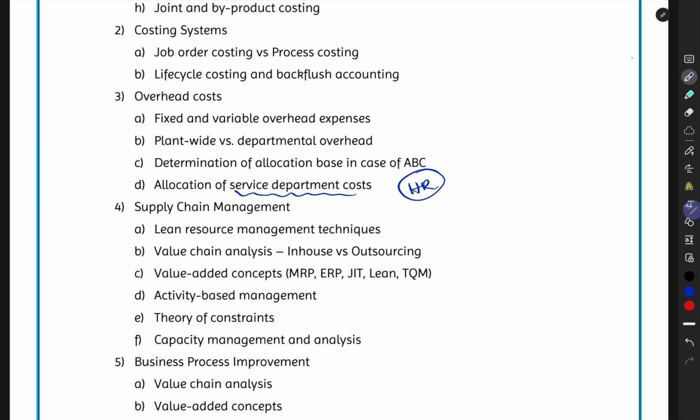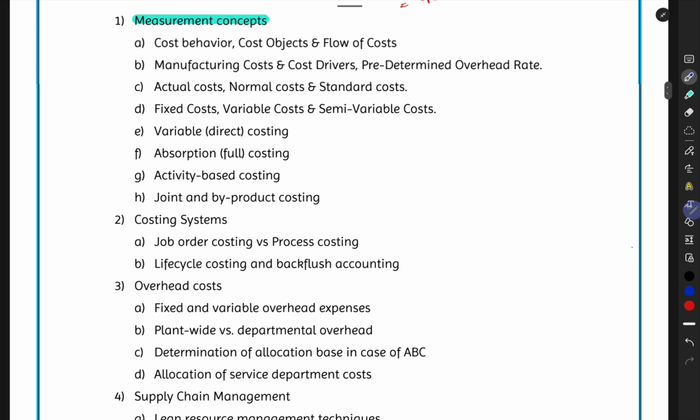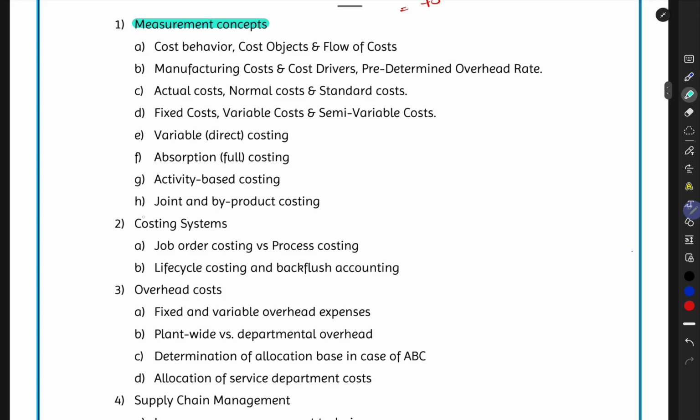This serves all other departments in your organization. So what about the costs incurred by such kind of departments? We use some techniques to include this service department cost in the other departments, and we allocate that on a common base. We'll talk more about that in the lecture series. Do not worry now. So that is costing systems and overhead costs.